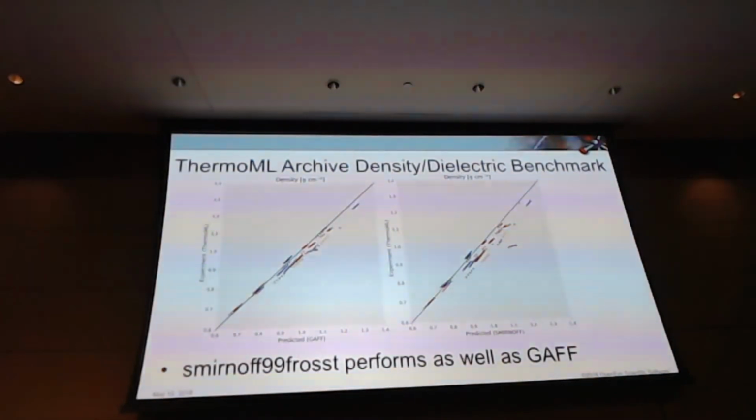And here's a bunch of neat organic liquid densities. Again, we have GAFF on the left-hand side and SMIRNOFF on the right-hand side. We've got one outlier here where SMIRNOFF does particularly badly compared to GAFF. Fortunately, it's water, and we wouldn't want to use either SMIRNOFF or GAFF models for water. We've got much better models for water. But except for that, SMIRNOFF 99 Frosst is performing almost as well as GAFF straight out of the box with a fraction of the number of parameters.